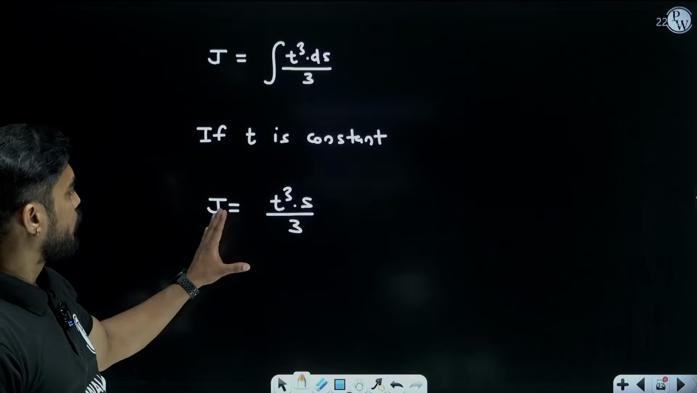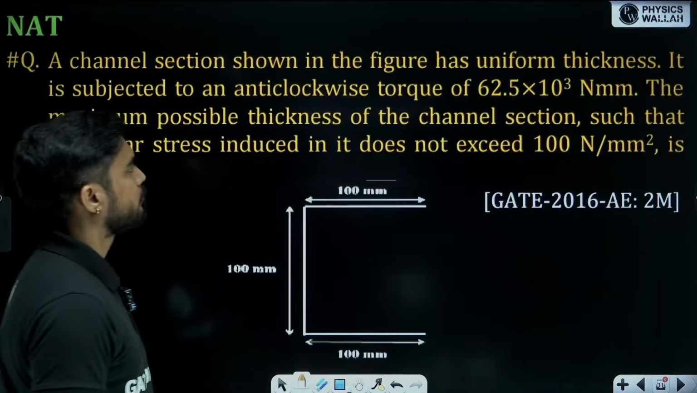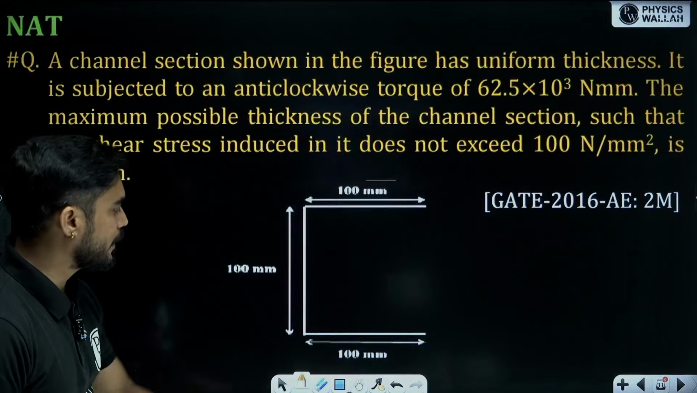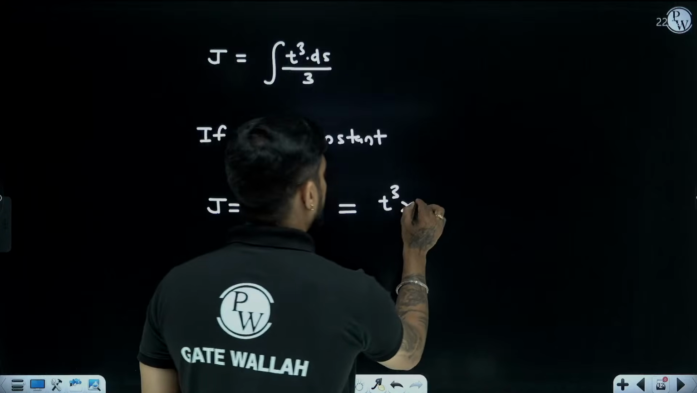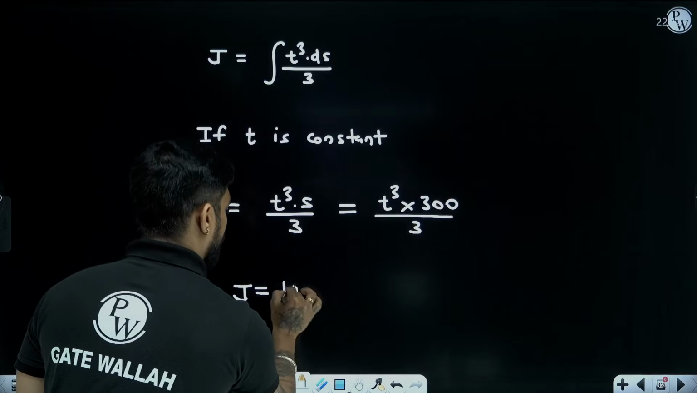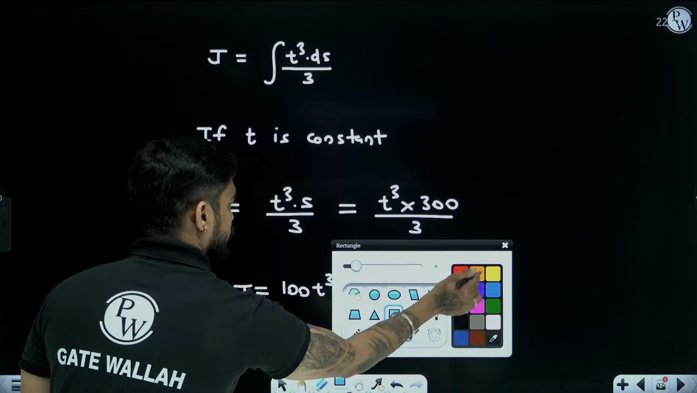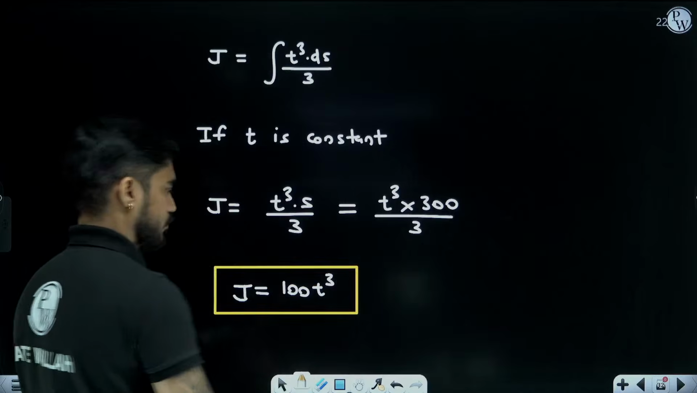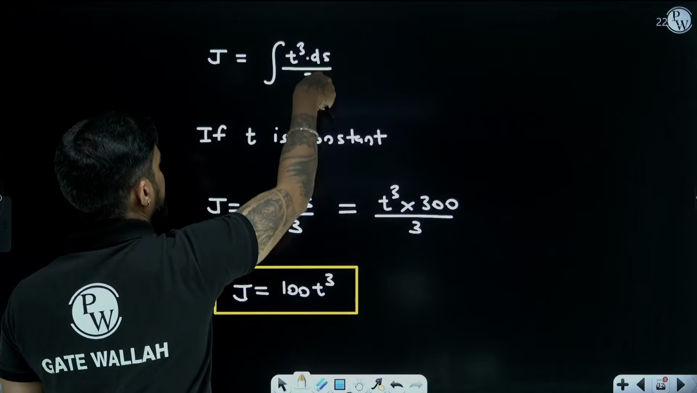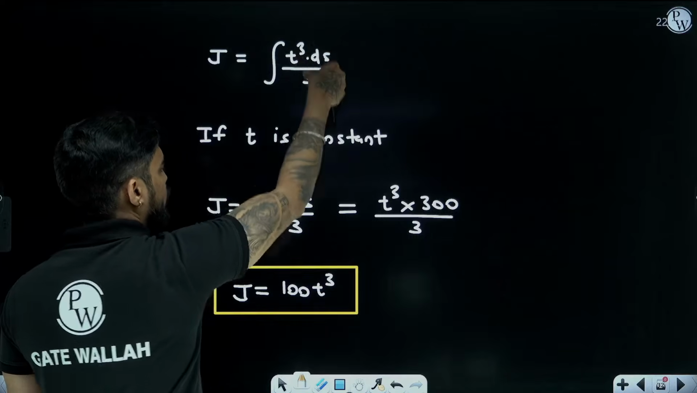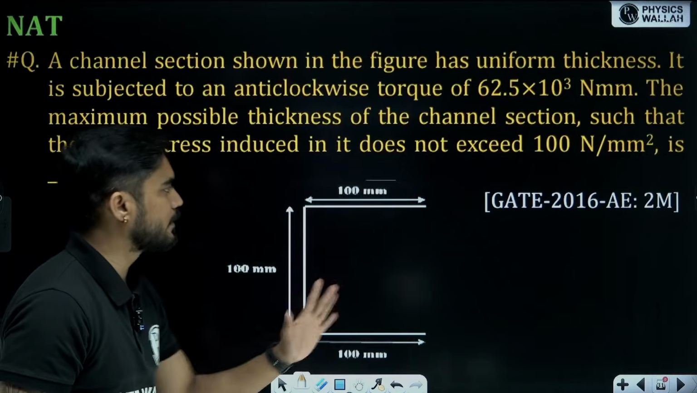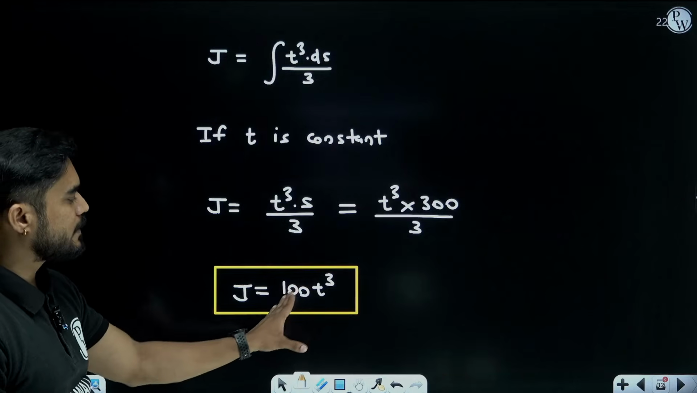So beta, what is the thickness here? Thickness is unknown, so we will just put t cube. What is the length of the central line? 100 plus 100 plus 100, 300 by 3. So J will become 100 t cube. Okay. So if the thickness is constant, then this formula will become t cube into S by 3. Integration ds means S, where S is the length of this central line. So J, in terms of t, is 100 t cube.